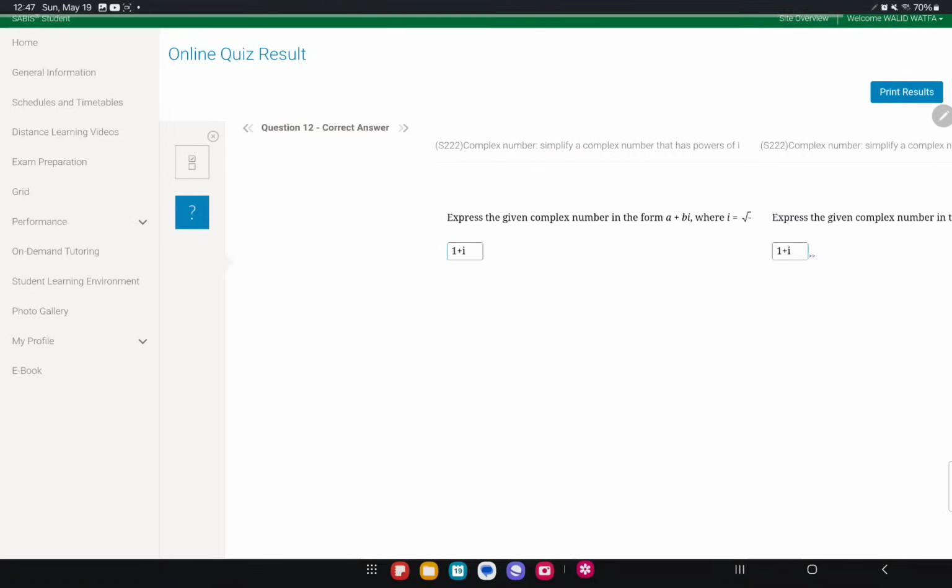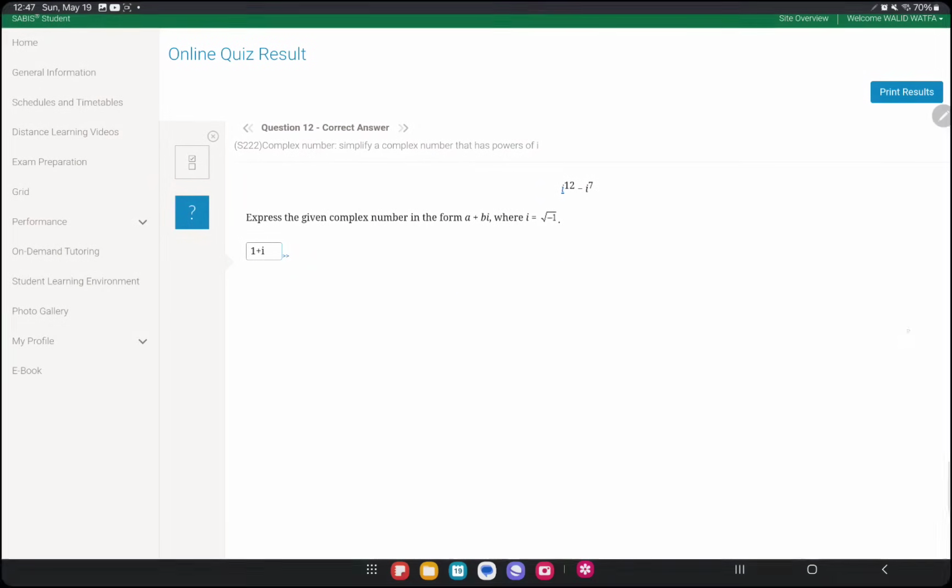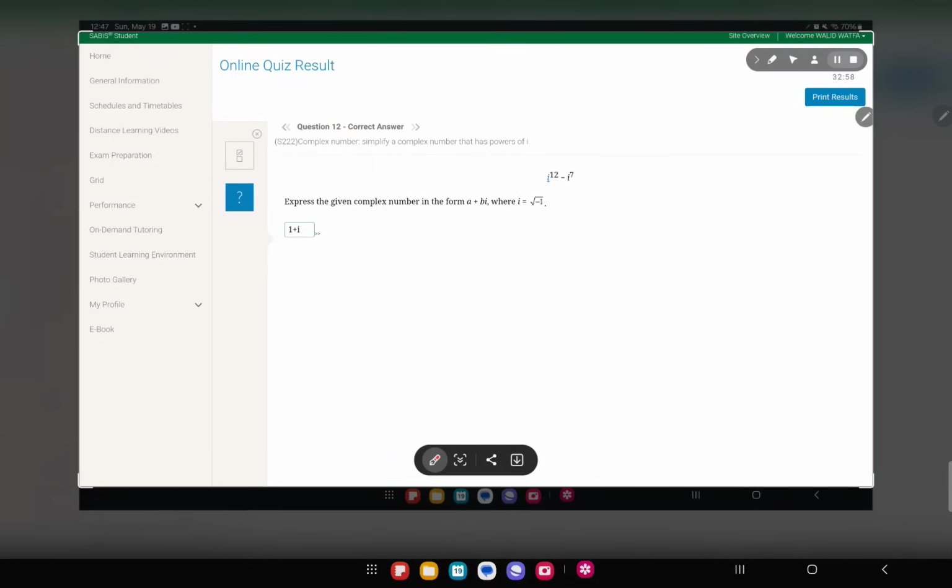Question 12. Okay, I'm going to give you the rule for i's. Okay, i to the power of 1 is obviously the square root of negative 1, right? It's just i. i to the power of 2 is negative 1. i to the power of 3 is negative i. i to the power of 4 is, I think it should be i, positive i. Is it positive i? Wait. No, sorry. It's just 1.